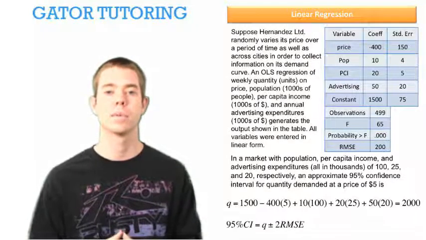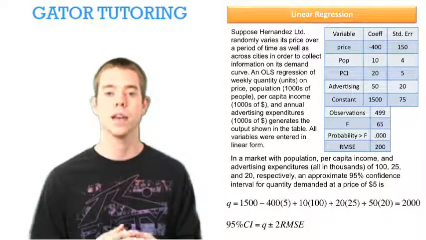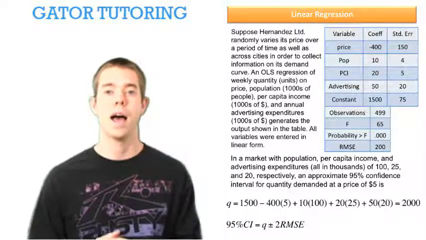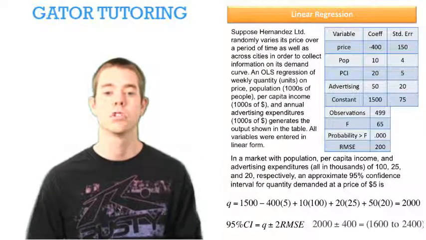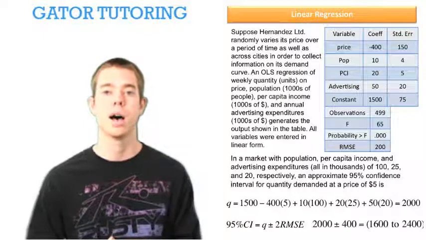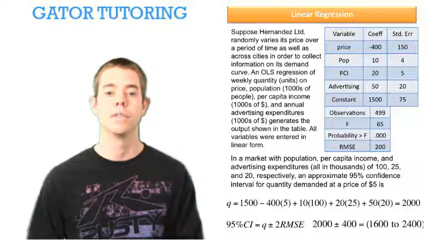So to find a 95% confidence interval, we're going to take that estimated quantity and we're going to add and subtract 2 times the root mean squared error, which in this case is 200. So we're going to have 2,000 plus and minus 400, giving us a 95% confidence interval of 1,600 to 2,400.